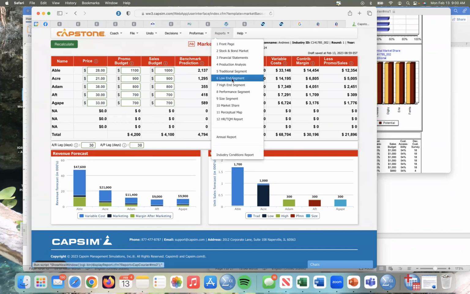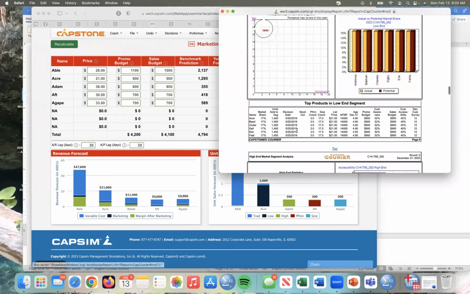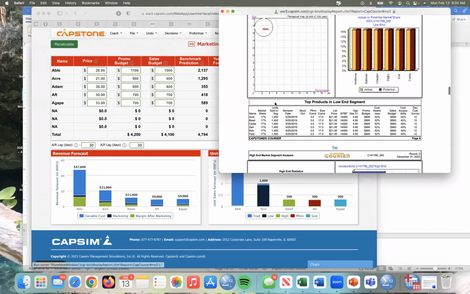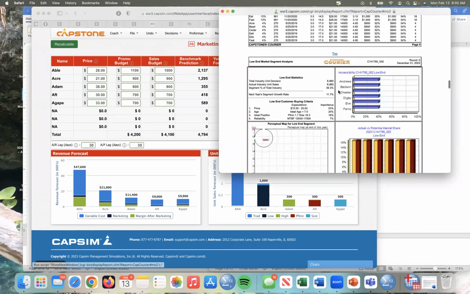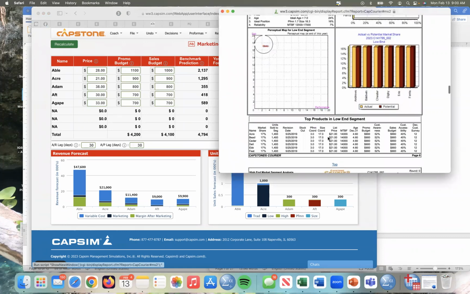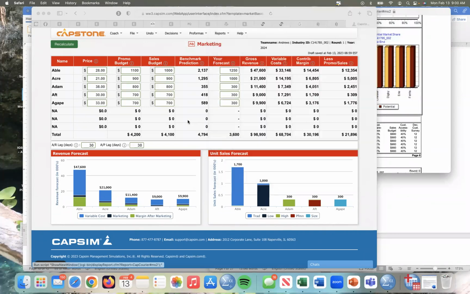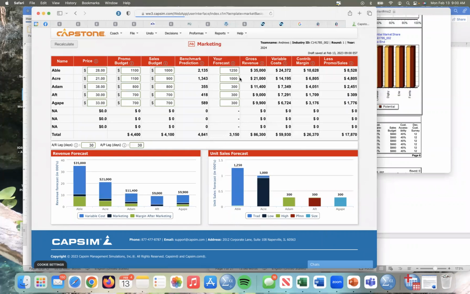Let's go to the low end. I believe that's where Acre is. Yes. So when we looked at last year's 1,493, the low end segment is growing by a rate of almost 12%. So if you added 12% to 1,493, that's going to be about 1,650, 1,700. So here's where, remember, again, I'm going to increase the promotion budget. Let's see what that does to demand. Okay, that increases it by almost 100. So we're going to go here with 1,650.